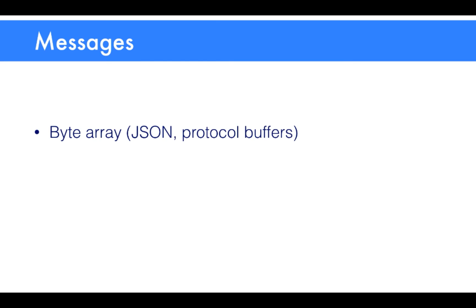And then the other important thing to know about in this API is what a message is. What is this thing that you can send around? Typically, it just has to be something you can turn into a byte array. So something you can serialize to JSON or using a protocol buffer, or something you can turn into a string, let's say. Nothing too complicated.